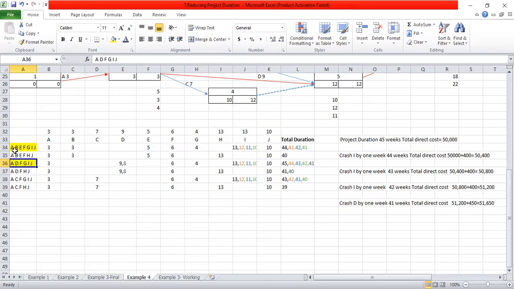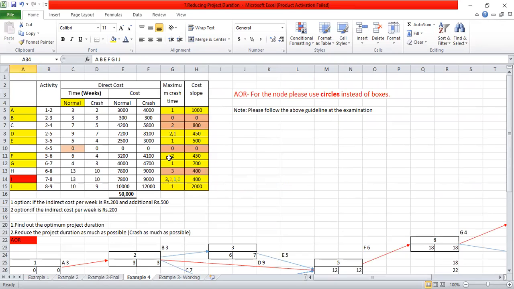But F activity is common for these two critical paths. That means we can crash F activity, right? So we are going to crash F activity by 1 week.